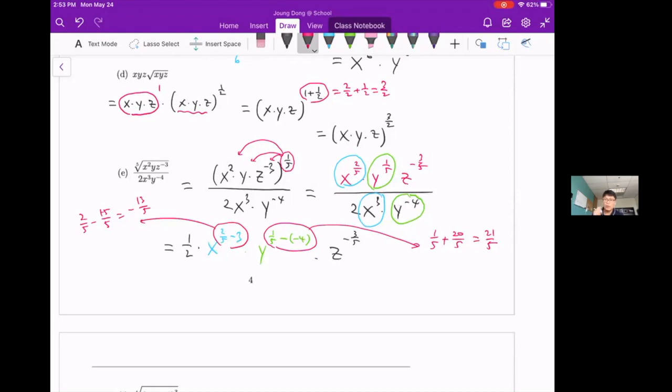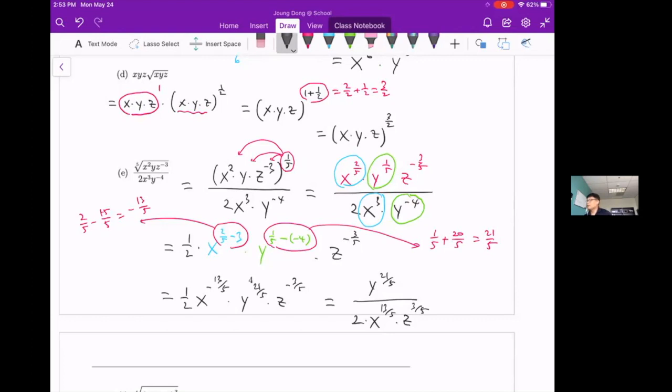Let me rewrite it one more time and we can take care of the negative power, okay? It is equal to 1/2 x to the negative 13/5 and y to the 21/5 and z to the negative 3/5, okay? So now we're going to put all the negative powers in the denominator, okay? So the final answer is y to the 21/5 over 2x to the 13/5 and z to the 3/5, okay? That's it.